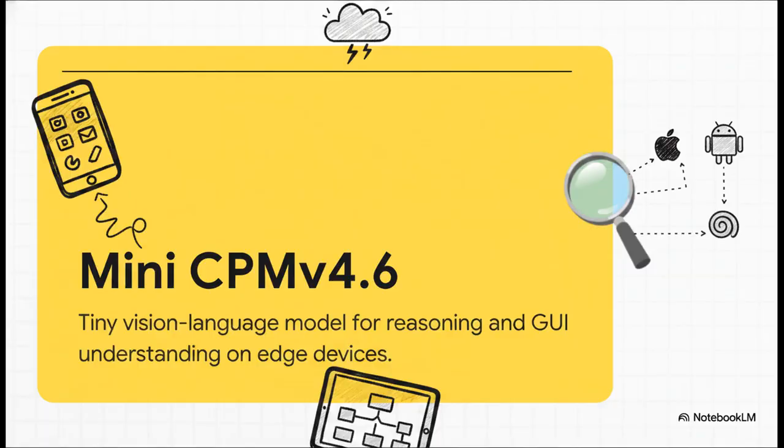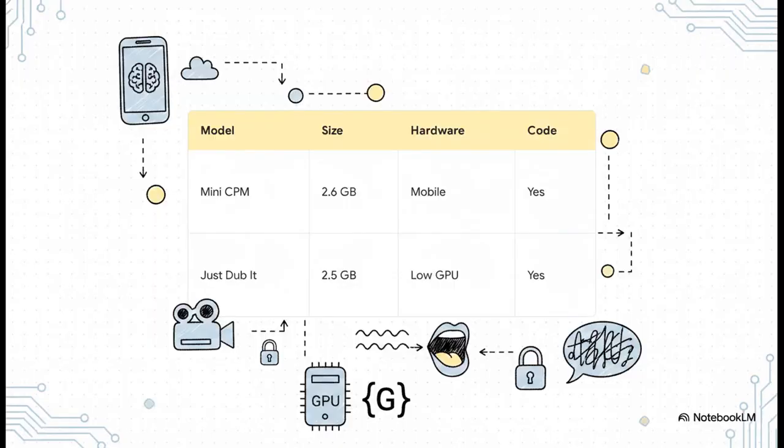It's really cool. Now, what's really interesting about this slide is the incredibly low barrier to entry here. Look at those total storage sizes. Mini CPM is just 2.6 gigabytes for the entire package.